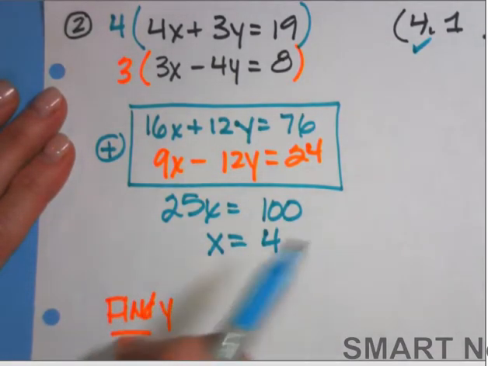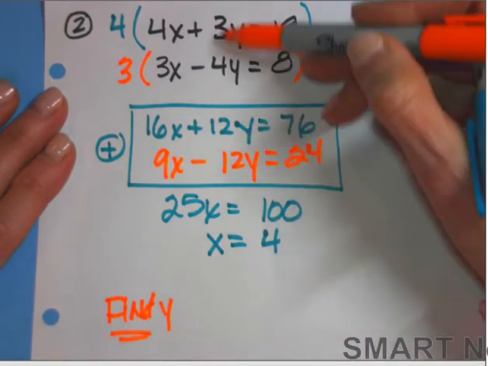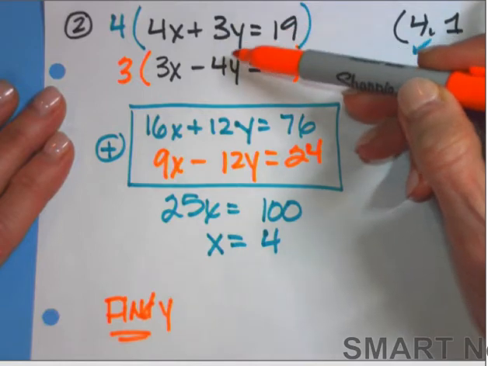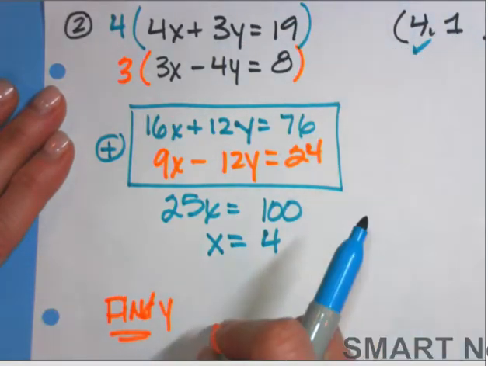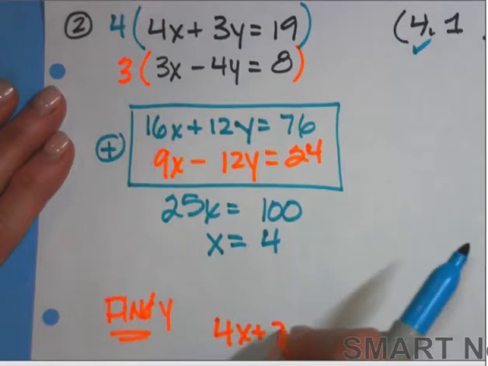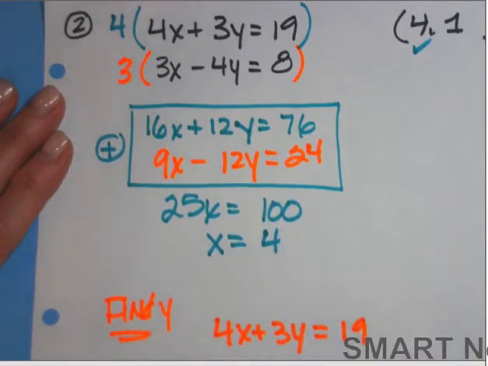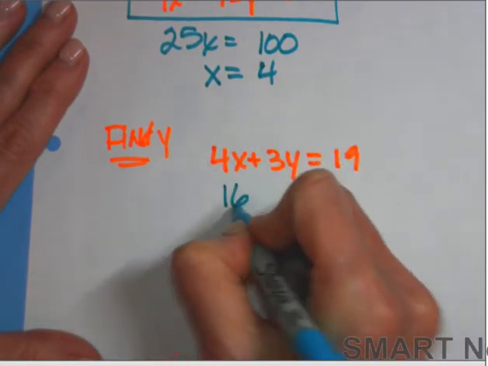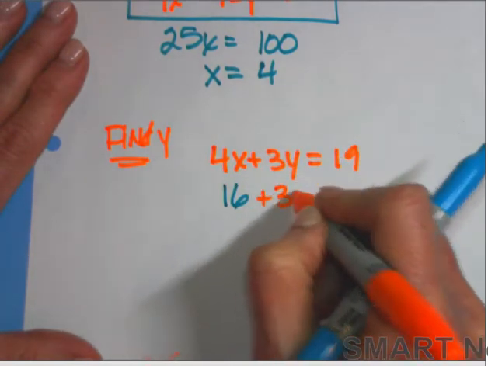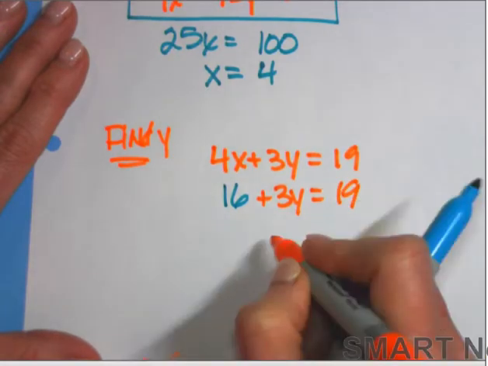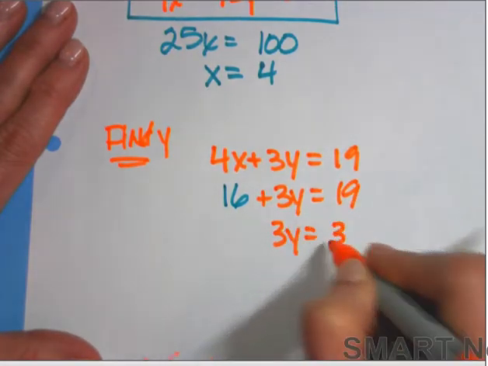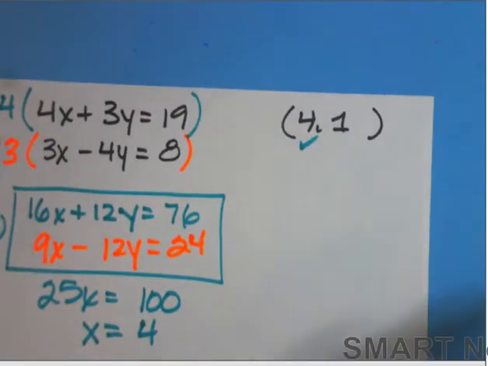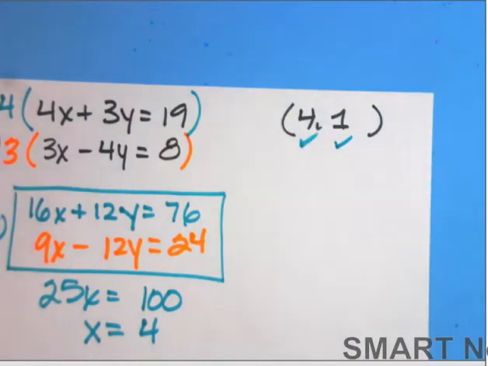So to find y, I can go back to any of the equations above. I'll just go back up to the top and I'll just choose the first equation because it really doesn't matter here. So I've got 4x plus 3y equaling 19. I'm going to let x now become 4. So that means that this becomes 16 plus 3y equaling 19. I subtract 16 from both sides. 3y equals 3, therefore y is 1. So the solution to this system is the ordered pair x is 4, y is 1.